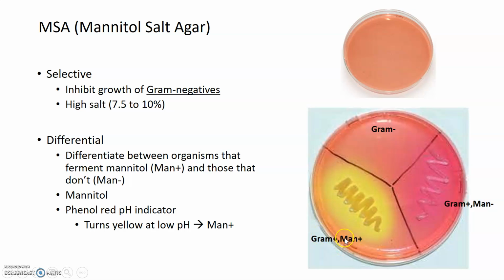And so a mannitol positive bacteria, or mannitol fermenter, will turn yellow on MSA, and the opposite is true for a mannitol non-fermenter. You can see on the right here a mannitol negative result, where this bacterium cannot ferment mannitol. The pH of the media will actually increase, and that phenol red will turn a deeper, darker pink color. So mannitol positive on MSA is yellow, and mannitol negative is a dark pink or red.